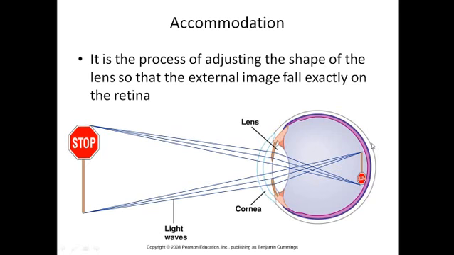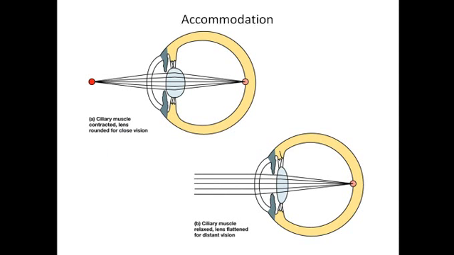Accommodation is the process of adjusting the shape of the lens so that the external image falls exactly on the retina. Here, for close vision, the ciliary muscle contracts and the lens becomes more rounded, which increases its diameter. While for distant vision, the ciliary muscles are relaxed and the lens is more flattened, so that the image of an object will fall exactly on the retina.